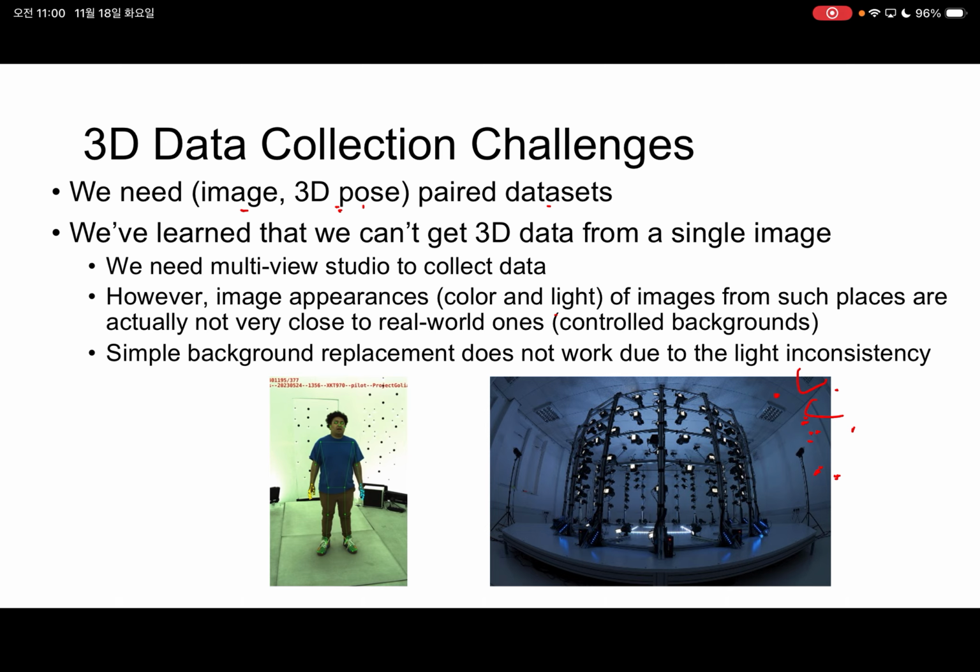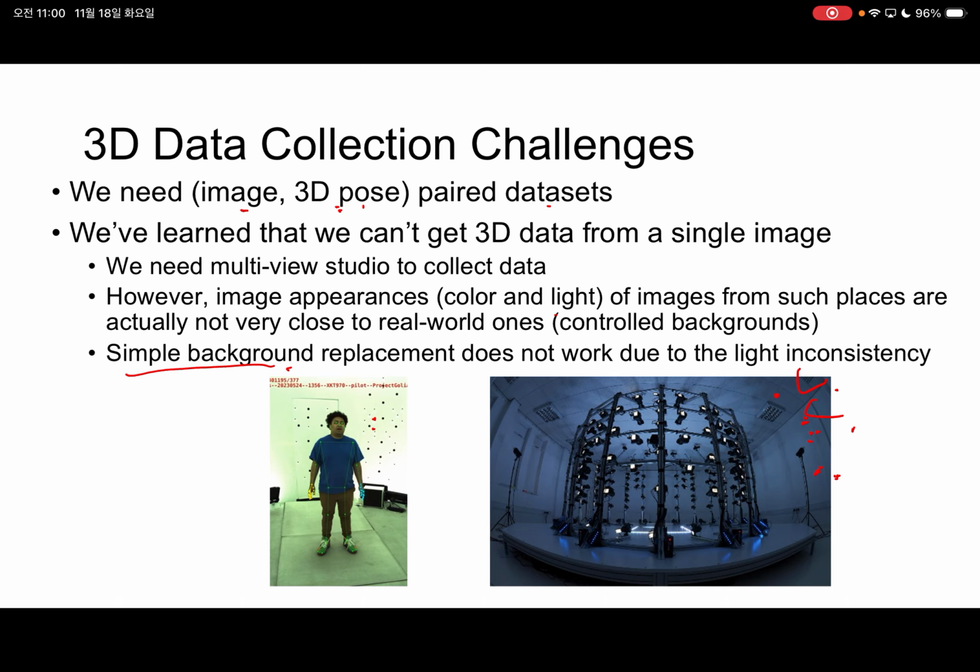So that is a problem. Of course, we can come up with some simple background replacement. We can make a mask of the foreground, and then randomly replace the background. But that does not work, because of light consistency. If we simply change the background, the light of the foreground and the light of the background are very different. So at first glance, we humans can tell such an image is synthetic, not real. So data collection is very challenging.